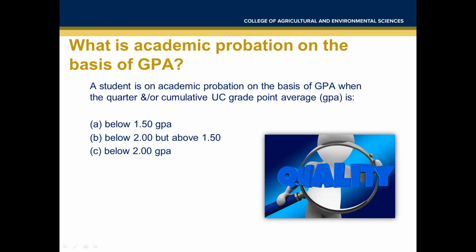Looks like we've almost got everybody to vote. I'm going to go ahead and, oh, one more person got in just before I closed it. So I'm going to go ahead and close the poll. So I'm going to share the results here. And the answer is B. So academic probation is defined as having a GPA below a 2.0 but above a 1.5.